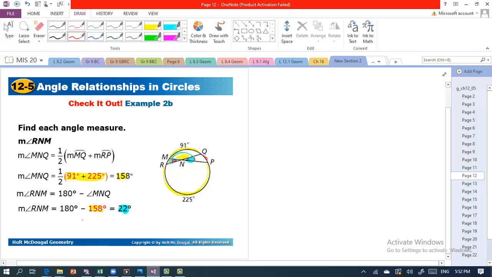Anyway, we have to find the measure of angle MNQ, because we have its intercepted arcs, MQ and RP. This is 91 degrees and the other is 225, and you can see clearly they are given. So half of the sum of them will provide us MNQ, and from MNQ we can find the required angle R and M by supplementary. So here half of 91 plus 225 is 158 degrees. This is MNQ, 158.